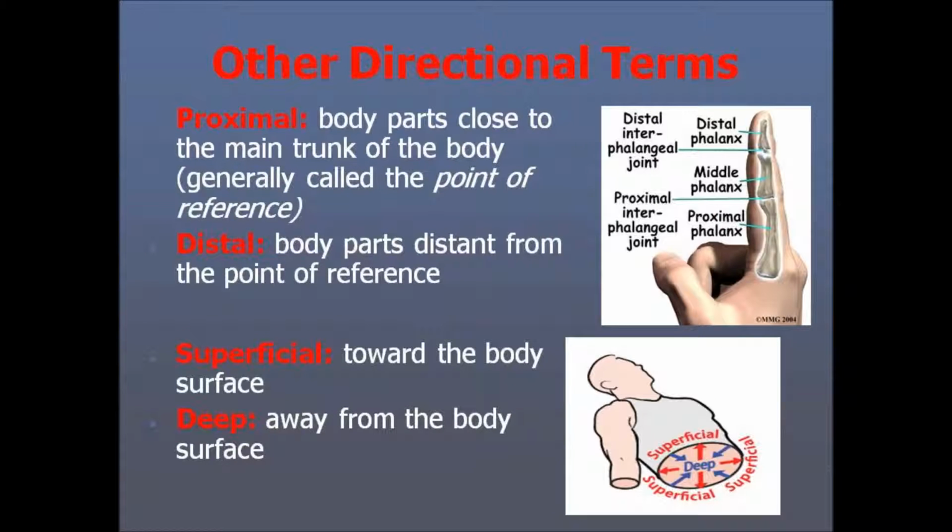And finally, we have other directional terms. For example, proximal, body parts close to the main trunk of the body, generally called the point of reference. Then we have distal, body parts distant from the point of reference. Superficial, towards the body surface, and deep, away from the body surface.